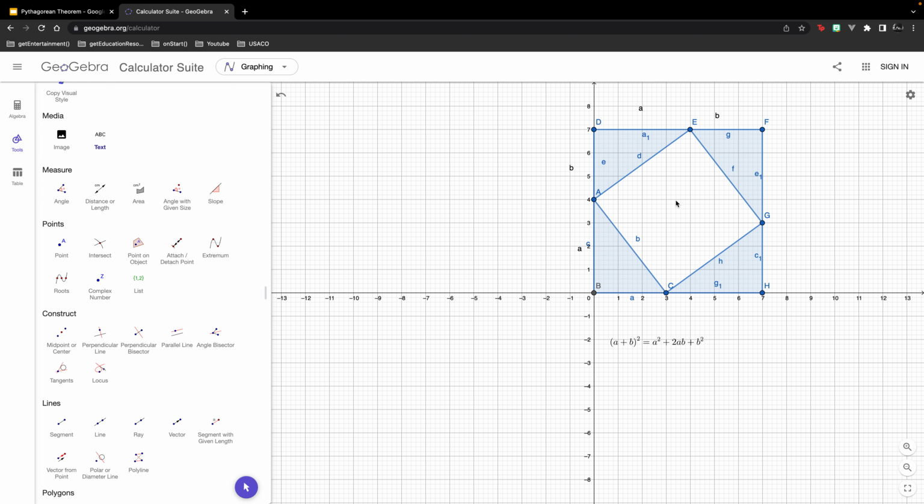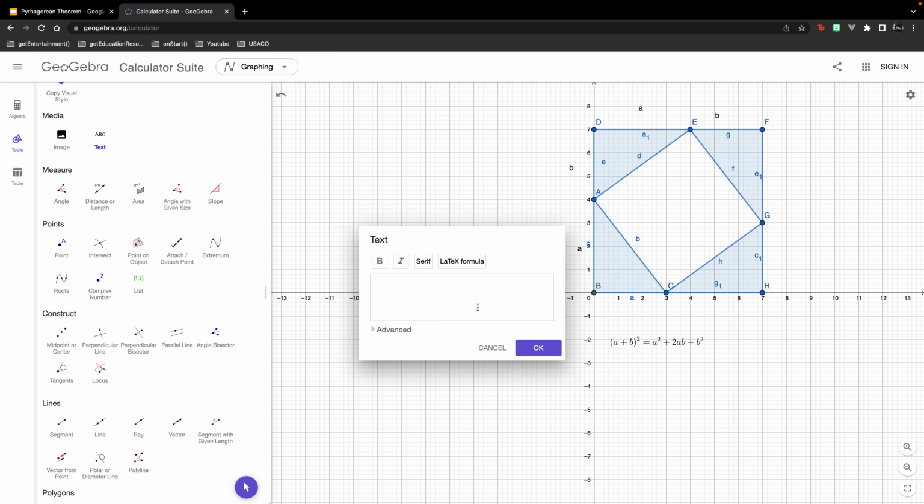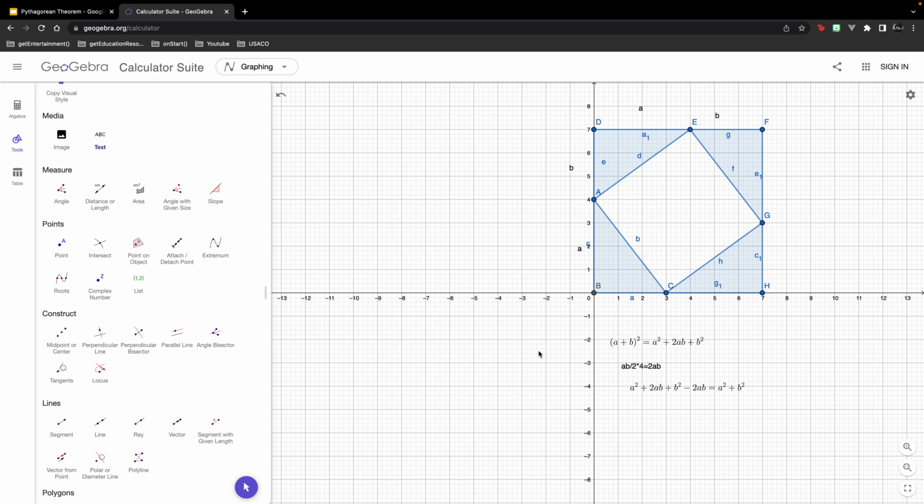So each of these triangles has an area of ab divided by 2. So since there are 4 of them, we multiply that by 4 to get 2ab. And now we just have to subtract: a squared plus 2ab plus b squared minus 2ab equals a squared plus b squared. Pretty simple. So now we have the area of this square. So now we simply have to square root it.